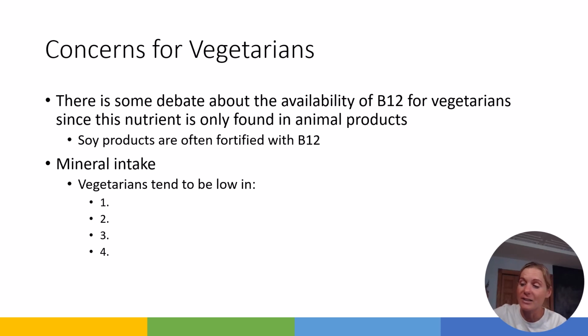So you either need to take some sort of supplement, or eat some foods that are fortified with B12. A lot of our soy products are fortified with B12, and so vegetarians can choose that as an option as well. When we think about mineral intake, vegetarians tend to be low in B12, calcium, iron, and zinc. So it is recommended that you take a supplement of each of those, or make sure you're consuming foods that are fortified in those items, whether that be a fortified soy milk, or there are lots of cereals that are fortified with these items as well.